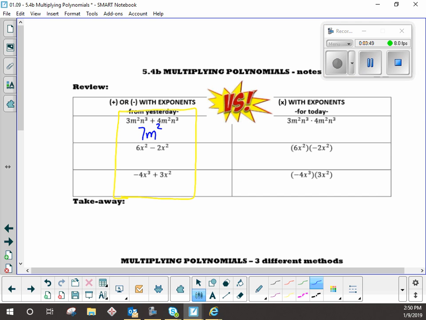7m squared. Yeah, 7m squared n cubed. Very good. Chrislon, what about the second one? 6x squared minus 2x squared is what? Yep, 4x squared. And Hayden, what about that last one? It stays the same. How'd you know that? Because they're not like terms. They both have x's, but the exponents are different, right? So we can't combine them. So it stays just the same.